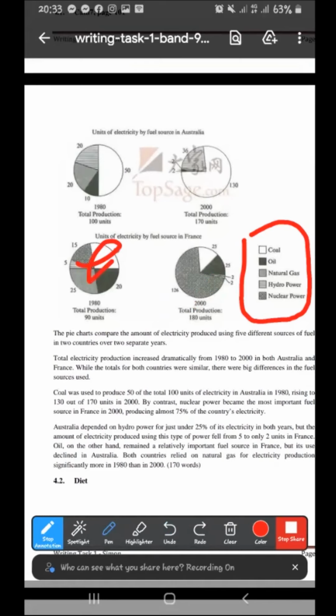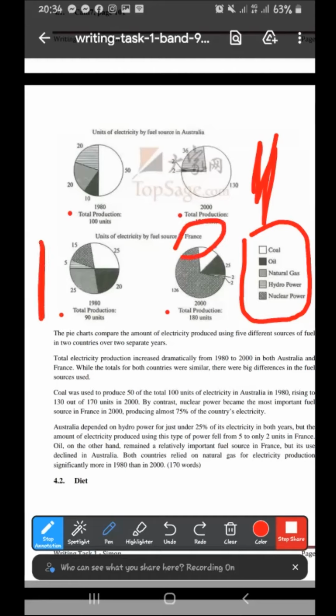Okay. Now, you see, here we have total production, which is 100 units. Here it's 170. Here it's 90. Here it's 180. All right. And this one is basically the units of electricity by fuel source in Australia. And this one, it's in France. It's given here clearly, Australia and France. Okay. If these things are clear, then it'll be a lot easier for you to understand what they're talking about.